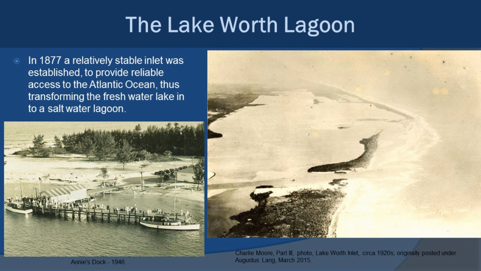The pictures you see here are some of the earliest I've been able to find. The one on the right is from the 1920s, and you can see the Lake Worth Inlet right there in the center going back and forth. But if you look towards the north, you can see just how thin and unstable the island is. The picture on the left is from 1946, and it shows Annie's Dock at that time. Now, Annie's Dock extends off of the south side of the inlet. So what you're basically looking at is Palm Beach Island in 1946, which I think is kind of cool.